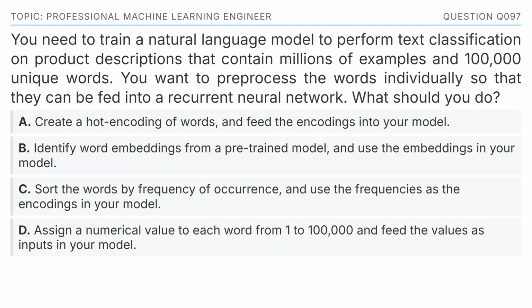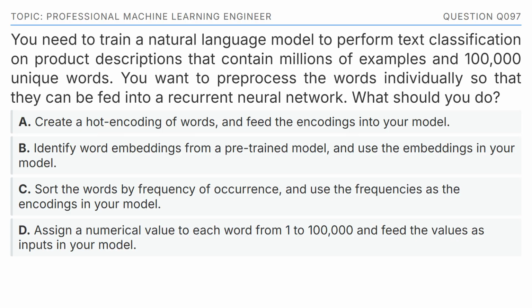You need to train a natural language model to perform text classification on product descriptions that contain millions of examples and 100,000 unique words. You want to pre-process the words individually so that they can be fed into a recurrent neural network. What should you do?